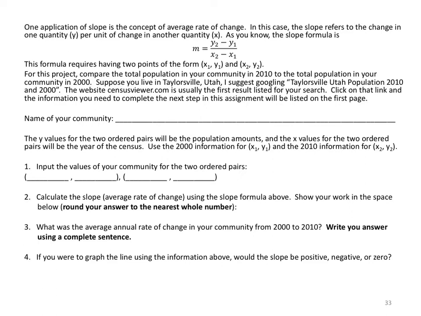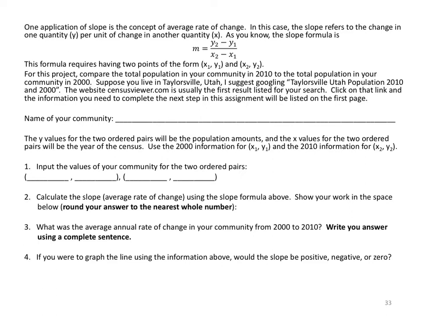Very common formula, though it's not used in everyday life. It's used a lot in math anyways. So this formula requires having 2 points in this form, x1, y1, and x2, y2. That just means that the two values coordinate with each other, right? That seems like a good word for it.